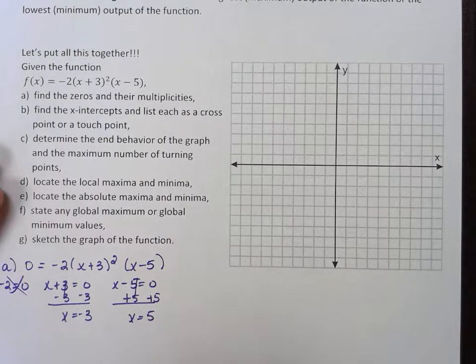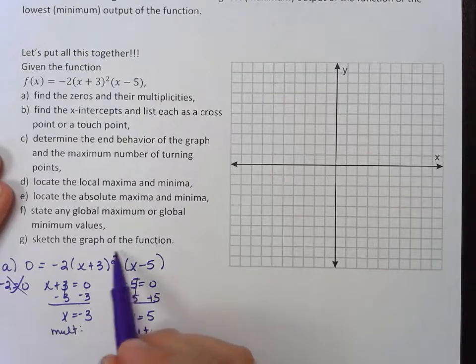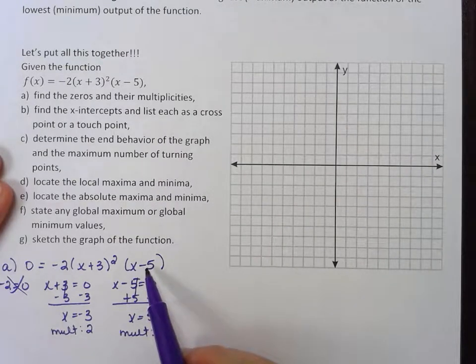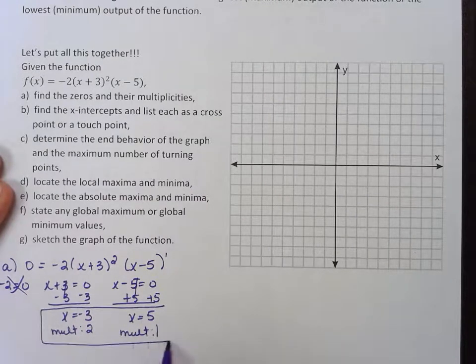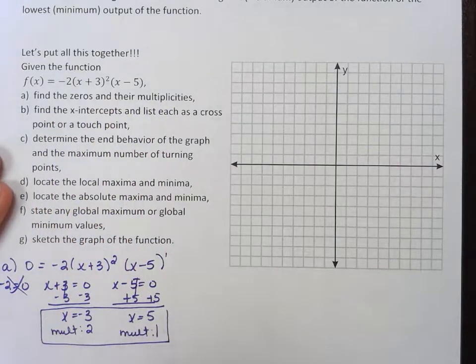These are going to be our zeros, but we need their multiplicities. The multiplicity of -3, the exponent where it came from, is 2, so it has multiplicity 2. This 5 came from this factor, that exponent is 1, so it has multiplicity 1. So find the zeros and their multiplicities would be this right here.